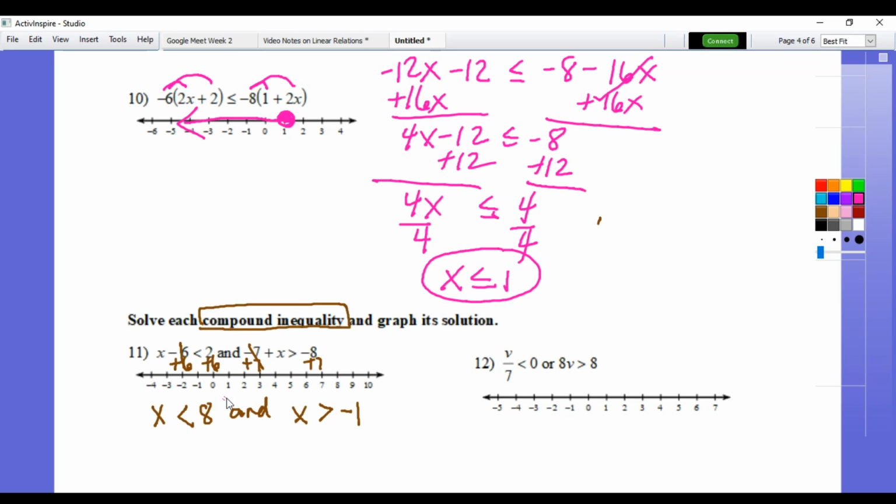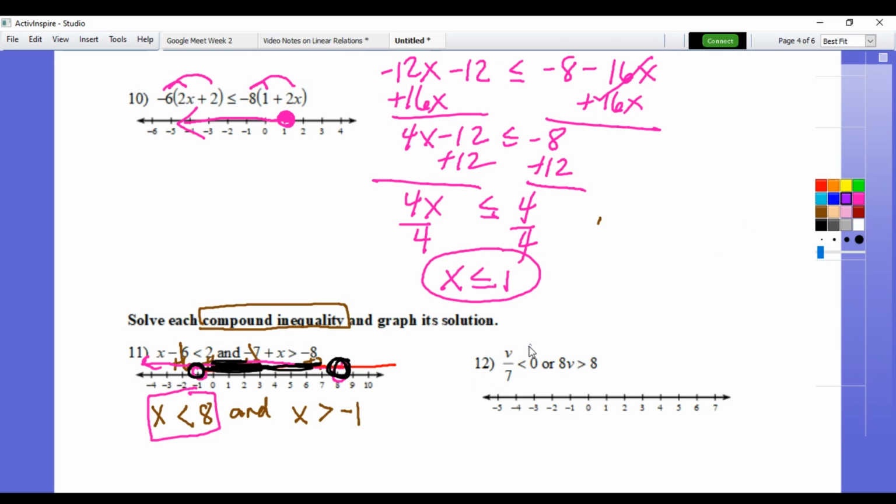So when we graph it, first the x less than 8, the 8 is right here, open, and the negative 1 is right here, also open. The x less than 8 is on the left side, and the x greater than negative 1 goes to the right side. Do the pink and the red intersect? Yes, they did. So the graph should be open here, connecting to the open at 8. And that's the answer.